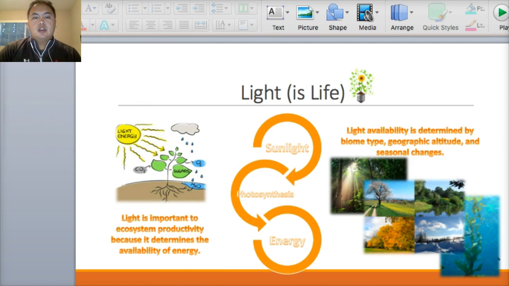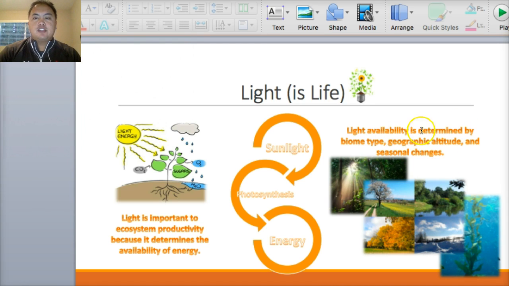So now, light. Light is life. It's important to ecosystem productivity. We talked about climate, we've talked about soil, we talked about water. This one's about light. Sunlight is important because it drives photosynthesis. Plants basically take in sunlight and carbon dioxide to create oxygen, and also plants create cellulose so they could live. They create sugars. Okay.